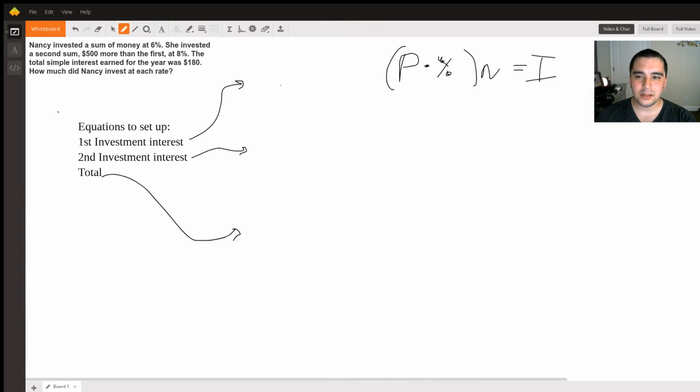So Nancy invested a sum of money at 6%. She invested a second sum, $500 more than the first, at 8%. The total simple interest earned was $180. And then they're asking, how much did Nancy invest at each rate?